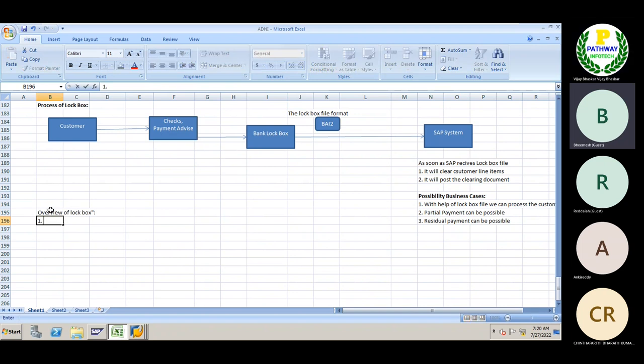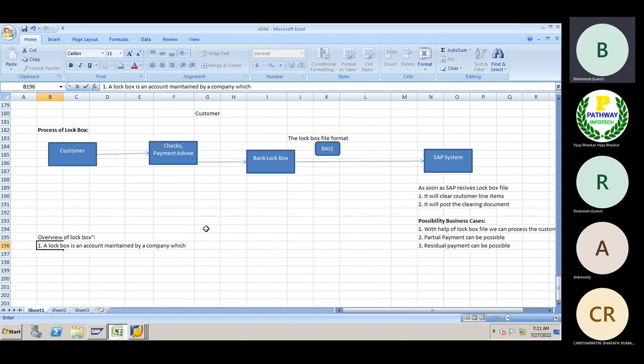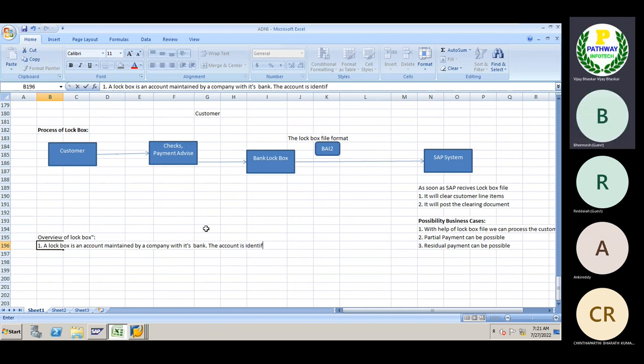A lockbox is an account maintained by a company. The bank supports the lockbox functionality, which means we need to set up the lockbox in the SAP system. A lockbox is an account maintained by a company with a bank. The account is identified by post box number and address.